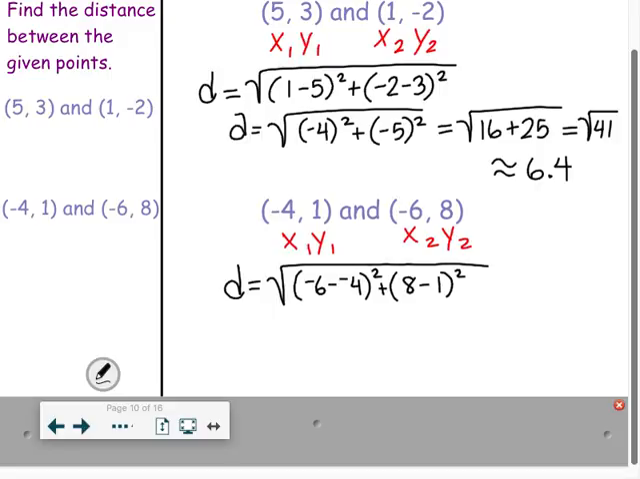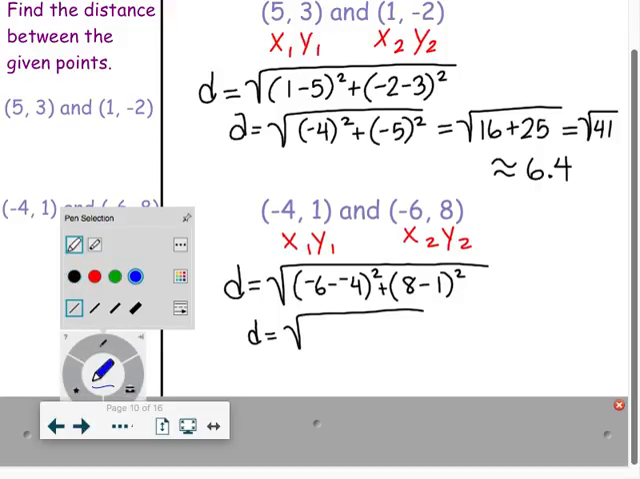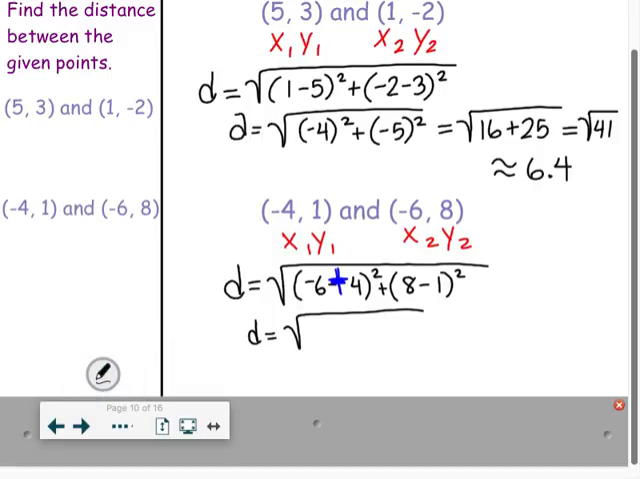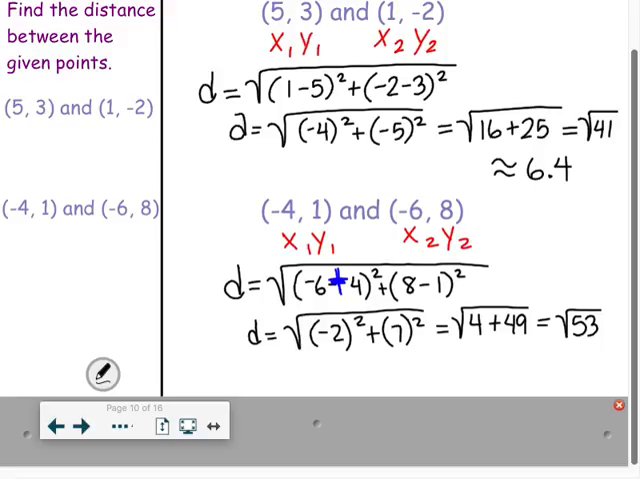My first set of parentheses there, when I'm simplifying, negative 6 minus negative 4, that's going to turn into a plus. So negative 6 plus 4 is negative 2. So negative 2 squared plus 7 squared. Negative 2 squared is positive 4, and 7 squared is 49. So this one is the square root of 53, and if I approximate that, it's about 7.3, rounded to the nearest tenth.